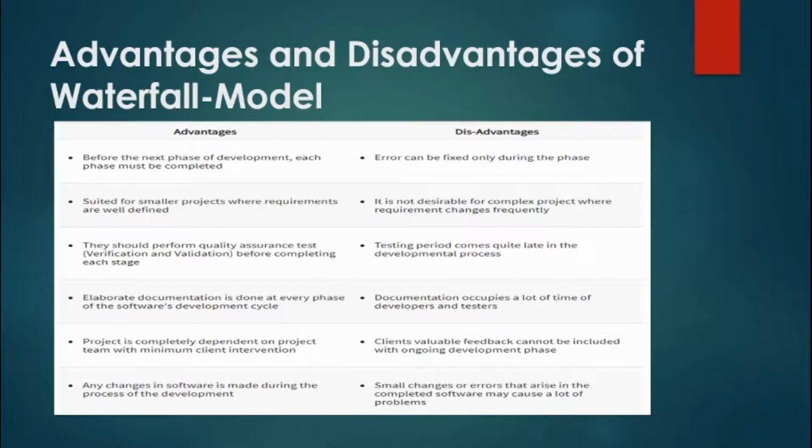Okay. And errors can be fixed only during the phase. It means that an error can be fixed only if the code is in the building phase. If it has come to the testing phase and you are seeing some issue, all those errors will be fixed in the upcoming release, not in that particular release, because it's a sequential phase. You can't go back from the testing phase to the building phase.